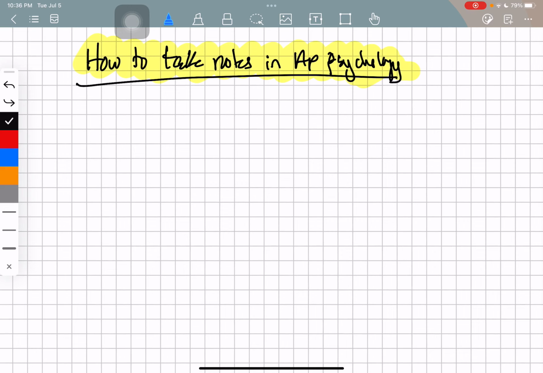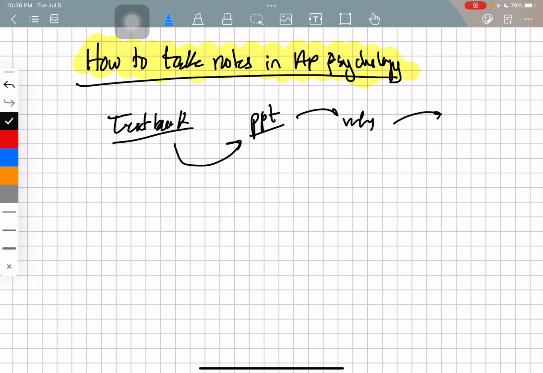First things first, we had to read the textbook, and we had PowerPoints that go along with it. So we had the textbook, the PowerPoint, then you take the notes, and then you go to the exam. It's very important to get as much knowledge and memorize as many terms as you can to answer the FRQs and the MCQs.